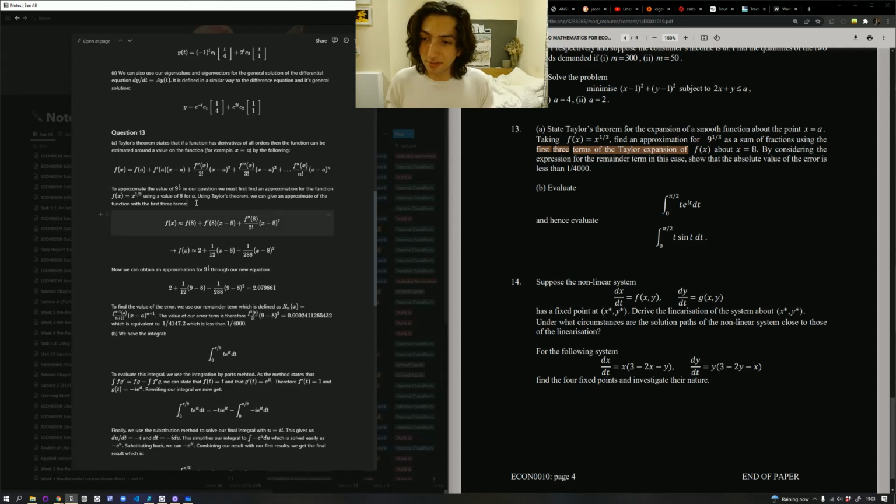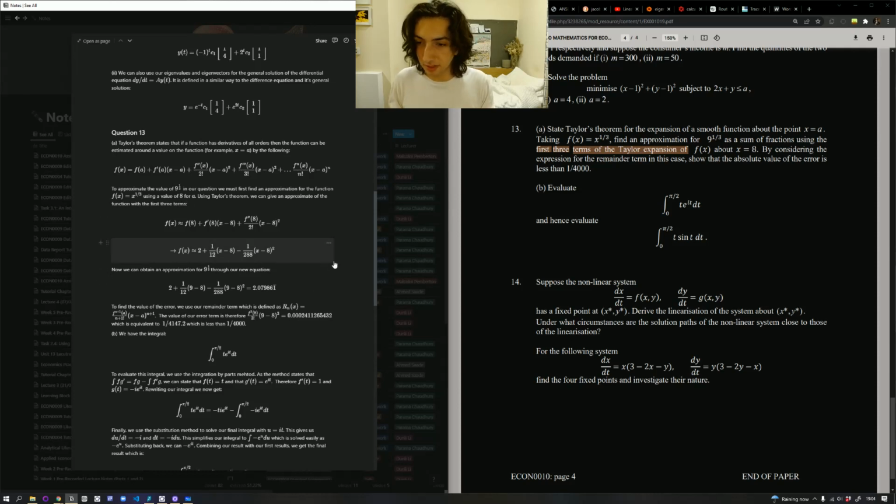So all you have to do here is basically just insert the value of a, 8, into the function. So you would essentially just get the value there. So that's going to be 2 for the first one. Then you're going to differentiate the function and then insert it again. And then you'll eventually get a function that looks like this. 2 plus 1/12 (x minus 8), minus 1 over 288, bracket x minus 8 squared.